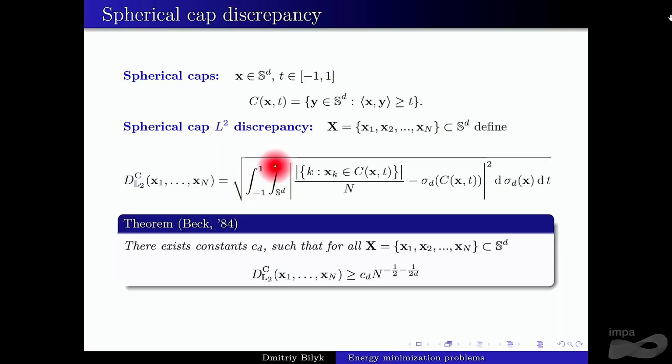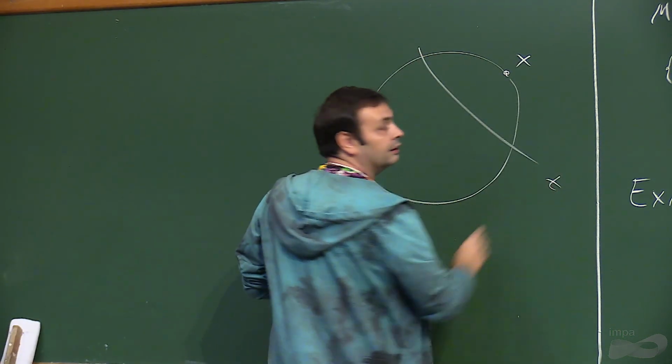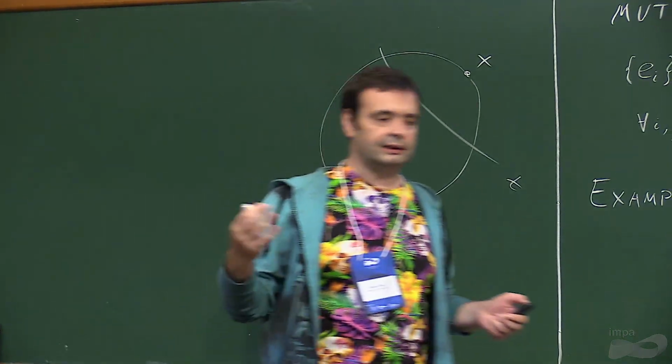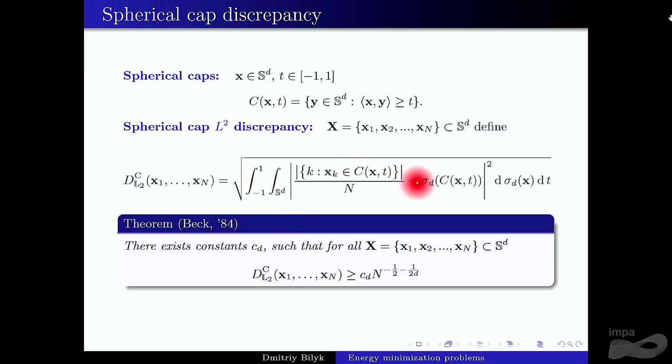We're on the sphere, and we consider spherical caps. A spherical cap is just that you take the sphere, choose a point x on the sphere, and then you cut the sphere at level t by a hyperplane. So that's exactly what you think it is. Now, if you have some discrete set of points, for every spherical cap you look at the proportion of points that fall into the cap minus the size of the cap. And again, I remind you that sigma is the normalized uniform measure. So you hope for this to be small.